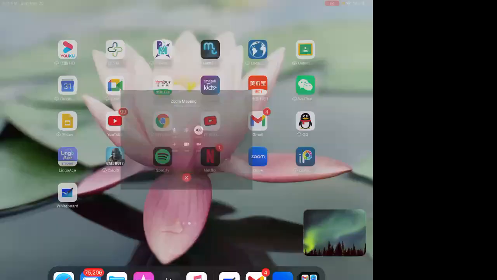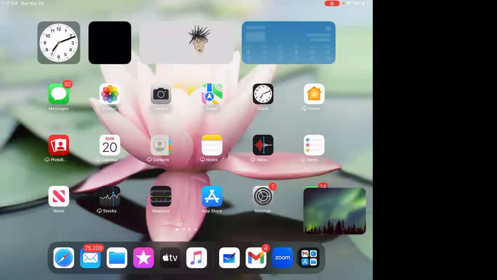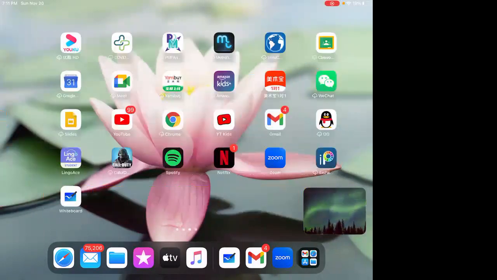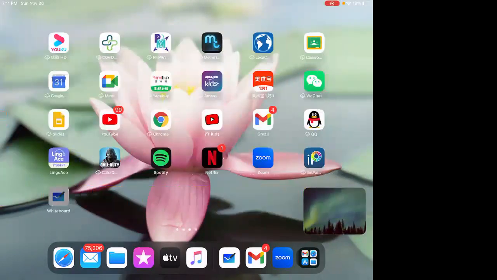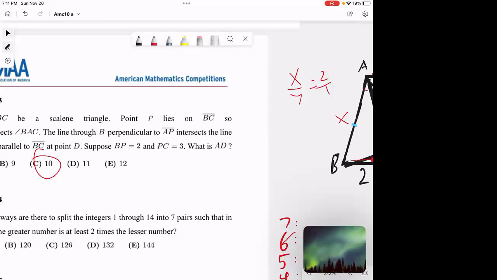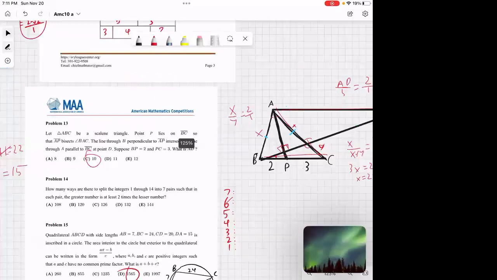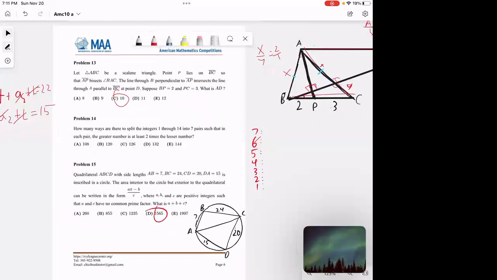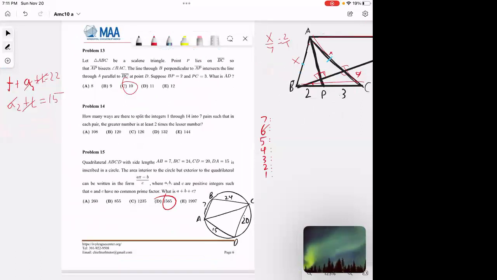All right, I'm back. Let's continue. Let's see, where is it? Yeah, here we go. So let's continue from here. We were at problem 13, right? So let's move on to question number 14.